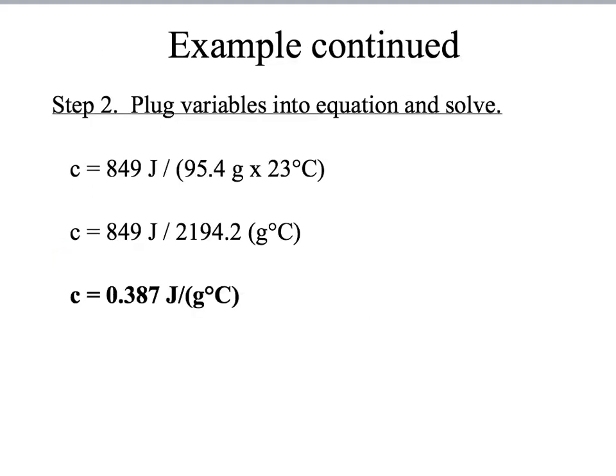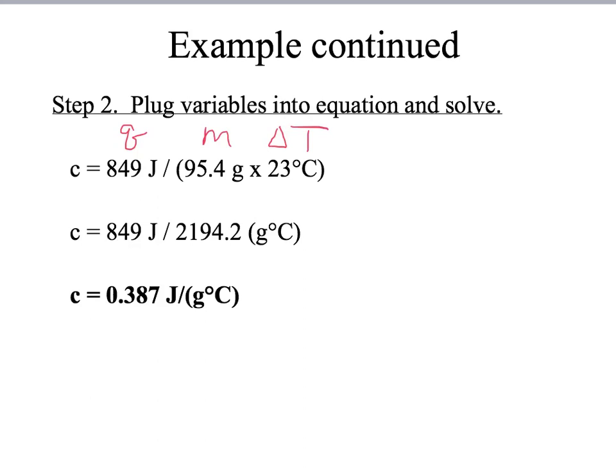Step 2 for solving for specific heat, we plug in the variables into the equation and solve. So we're looking for specific heat, which is C. We plug in heat, which was 849 joules, divided by 95.4 grams times our change in temperature, which is 23 degrees Celsius. So this is Q, this is M, and this is delta T.